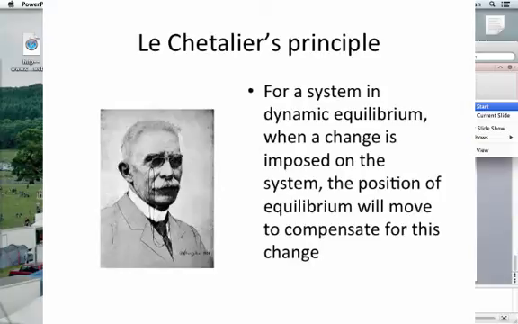So this guy called Le Chatelier came up with his principle for equilibria: for a system in dynamic equilibrium like that one we just saw, when we put a change on the system, for example increasing the temperature, changing the pressure, or changing the concentration of one of the reactants or products, the position of equilibrium will move to compensate for the change. So what does that mean?